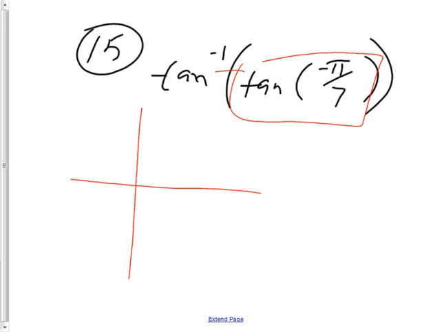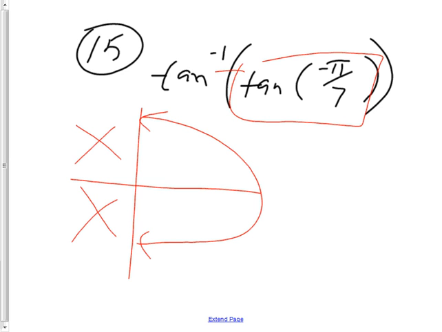First of all, where is tangent allowed? Inverse tangent is allowed in this zone right here. So I can't be here and I can't be there. Because eventually I'm going to do the inverse tangent deal on it. And where is tangent of -pi/7? Well, here's where negative goes, down that way. And pi/7, I don't exactly know how far it is, but it's something like pi/6. So there we go. I've drawn my angle.